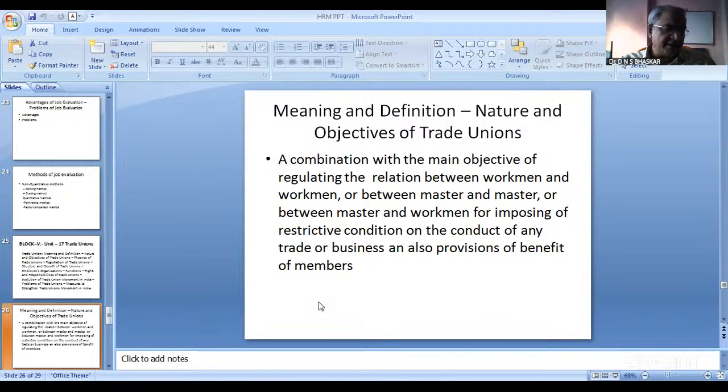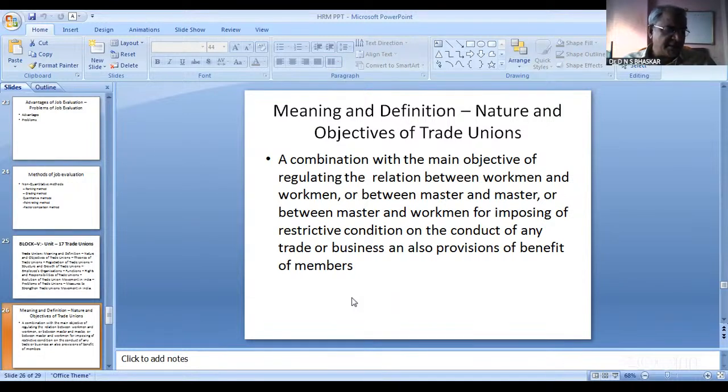According to the 1926 amendment, a trade union is a combination, whether temporary or permanent, between the employees. It is given in Section 2, subsection H of the Trade Union Act: a combination, whether temporary or permanent, formed primarily for the purpose of regulating the relations between workmen and employers, or between workmen and workmen, or between employers and employers, for imposing restrictive conditions on the conduct of any trade or business, and including the federation of two or more trade unions. So this Trade Union Act has given a very elaborate discussion on that.